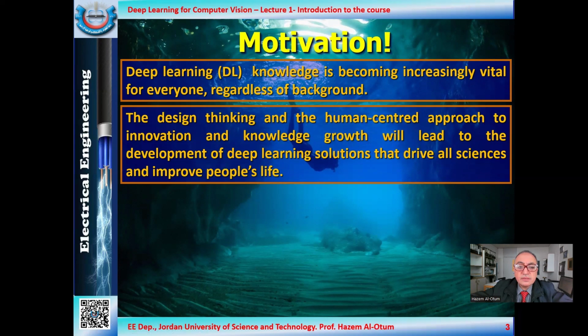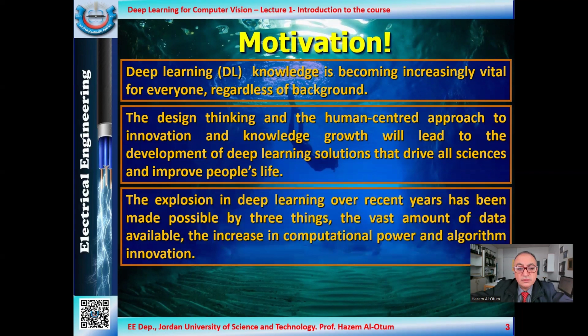In fact, the human is always thinking and developing. So the design thinking and the human-centered approach to development, innovation, and knowledge growth will always cause the development of deep learning solutions that drive all sciences and improve people's life. In the last 1 or 2 decades, we have witnessed a great development, we can say an evolution or revolution or explosion, in deep learning applications.